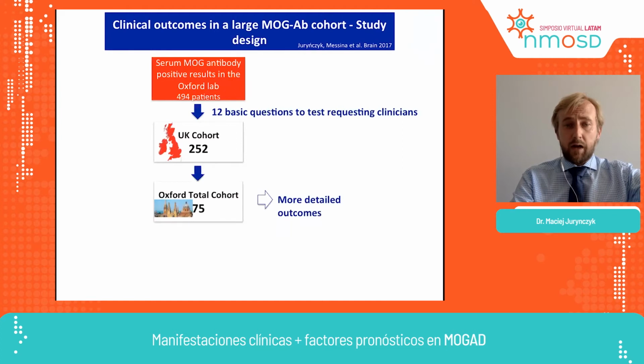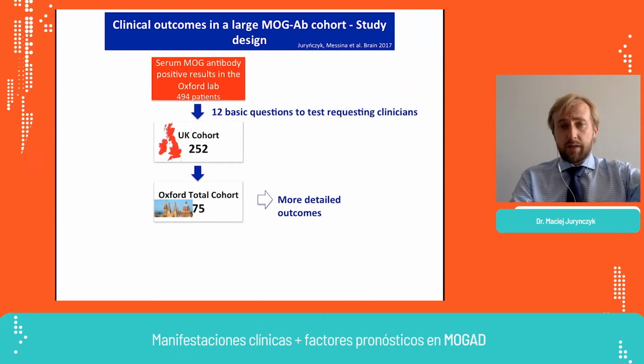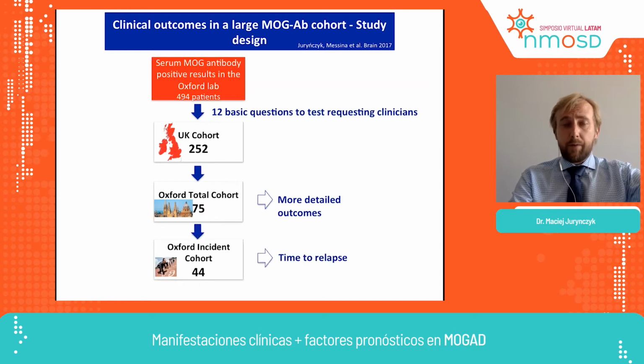75 patients were under our own care in the specialist service in Oxford, led by Professor Palace and by Professor Leite, and we used this clinical data to study disability outcomes in more detail. And then 44 of these patients were analyzed separately because they were known to our team from the onset of the disease, so they were analyzed as a prospective incident cohort, ideal to study time to relapse and relapse risk.